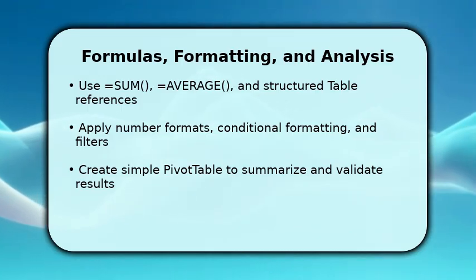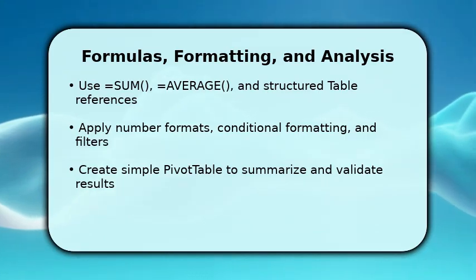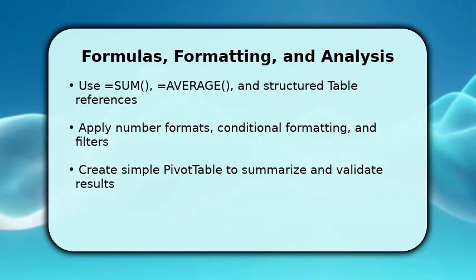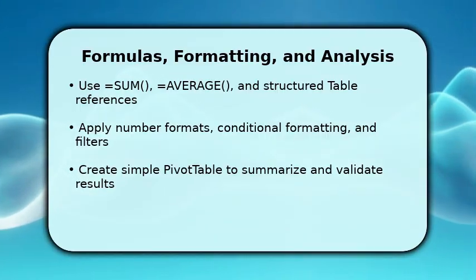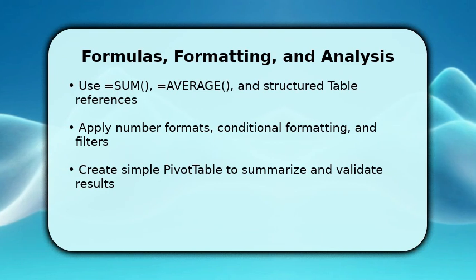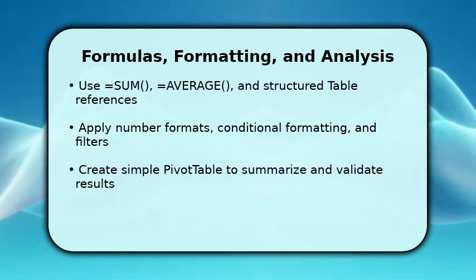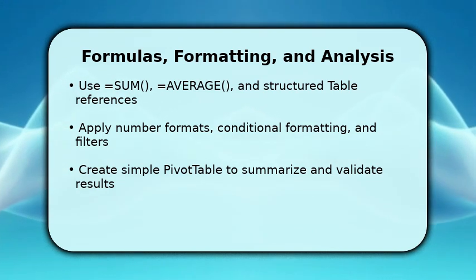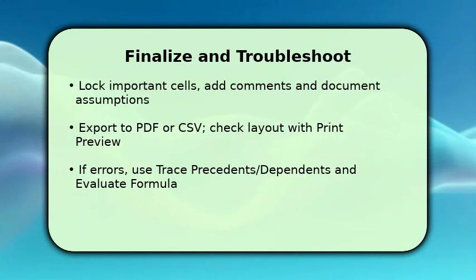Use AutoFilter to inspect subsets and create a pivot table to summarize data quickly. Pivot tables validate totals and reveal trends. As you build, copy formulas with relative or absolute references, depending on whether you want them to shift when filled across cells. Finish by protecting and documenting.